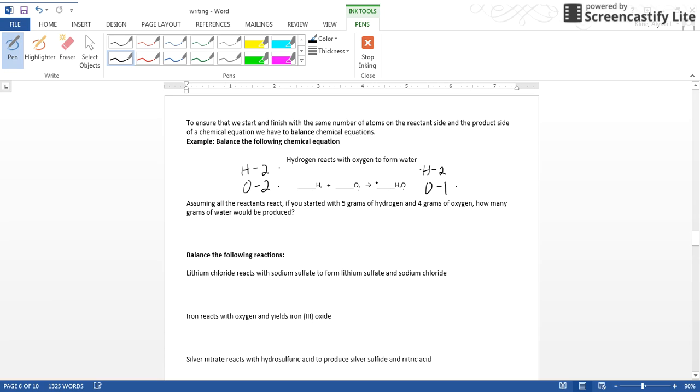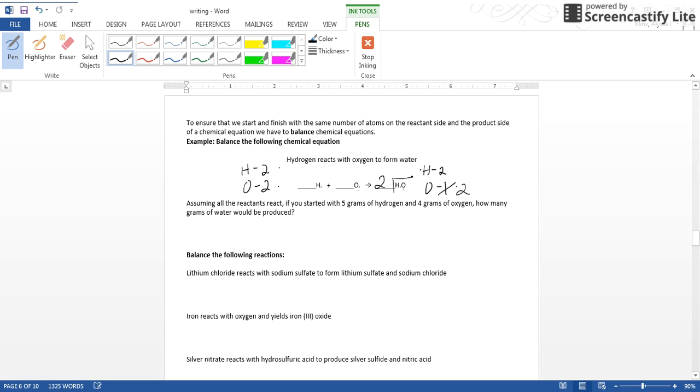I have to think about how I can get these to match. In order to figure out how to get these to match, one of the easiest things we could do is multiply this by 2. And then it will match. But in order to do that, we can't change any subscripts. I can't simply write a 2 after the oxygen here. That would make it hydrogen peroxide, a different compound. We have to use what's called coefficients and write it out in front, okay?